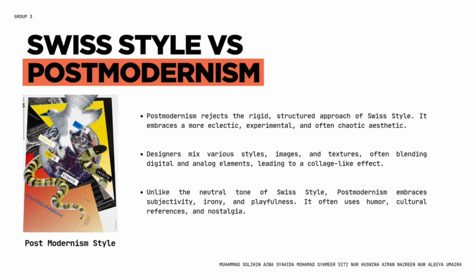Postmodernism rejects the rigid, structured approach of Swiss style. It embraces a more eclectic, experimental, and often chaotic aesthetic. Designers mix various styles, images, and textures, often blending digital and analog elements, leading to a collage-like effect. Unlike the neutral tone of Swiss style, postmodernism embraces subjectivity, irony, and playfulness. It often uses humor, cultural references, and nostalgia.